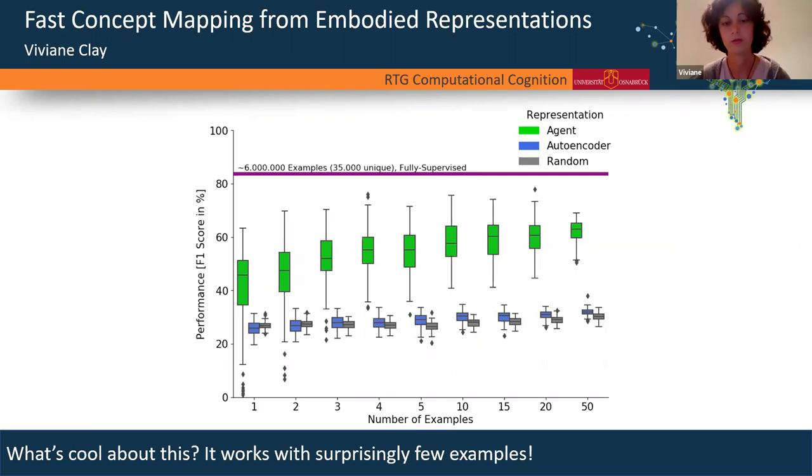And what's cool about this? It works with surprisingly few examples. Here on the x-axis, we have the number of examples ranging from 1 to 50. Just as a comparison, the purple line shows a fully supervised network that was trained with about 6 million labeled examples. Normally object detection networks need tens of thousands of labeled examples to learn this task, while the agent already has above chance performance with just one example, and the performance increases the more examples you use to extract the concept. But from the beginning on, it's a lot better than the autoencoder or a random representation.